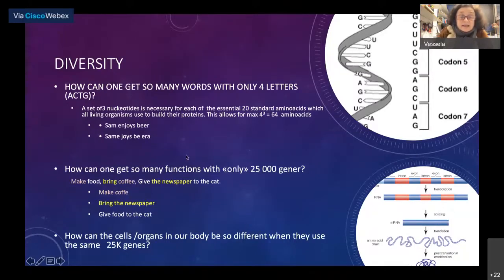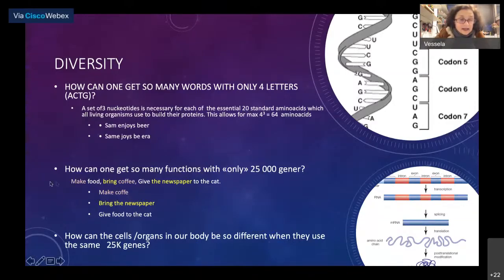Then another thing is that Tom said the human genome is not the largest. So how come we are the best? How can we explain our superiority if we only have 25,000 genes, or fewer genes than many other organisms? So this is also quite an interesting thing. How do we, with those available genes, create diversity?